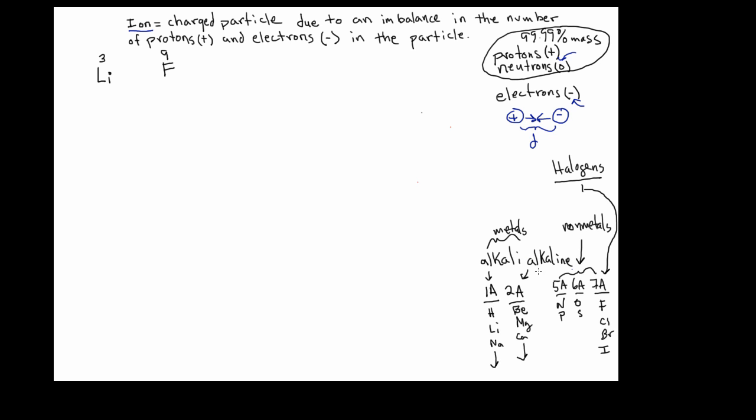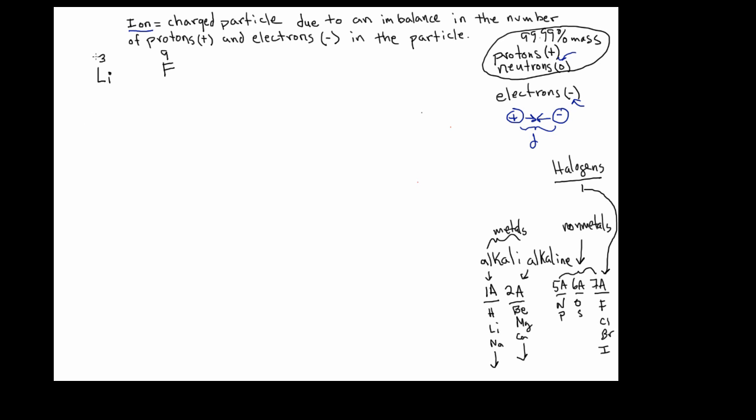All right, so let's see what happens when we have an exchange that occurs like this, where a metal atom gives up electrons to a nonmetal atom. So for this example, we're going to look at lithium and fluorine, and we're going to allow a chemical reaction to happen between these two atoms. So first off, let's deal with lithium.